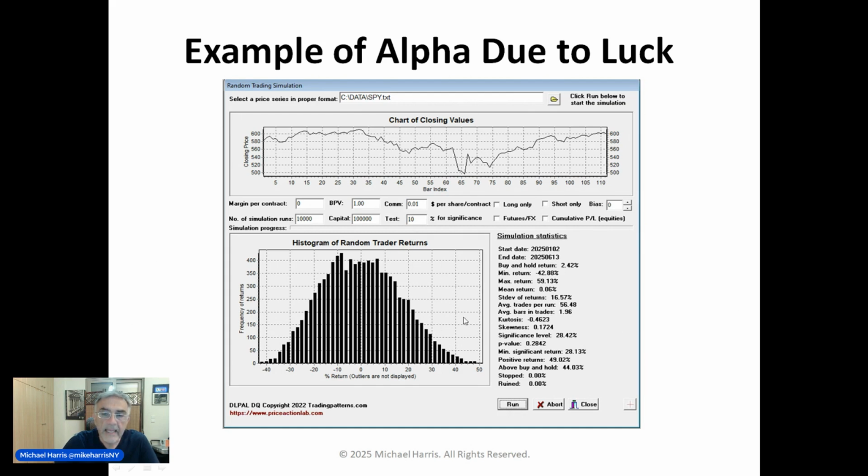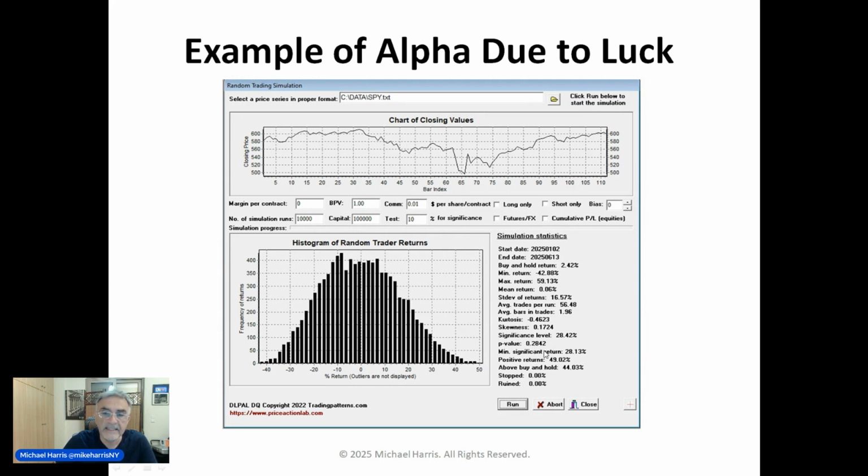And the significance level for a p-value of 0.05 is 28.4%. That means someone had to make more than 28.4% to consider this a significant return. For a 10% test return, the p-value is only 0.2842. So it's not significant at all.